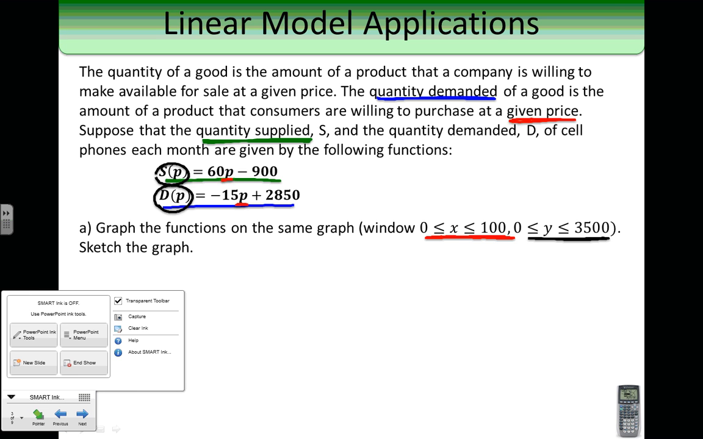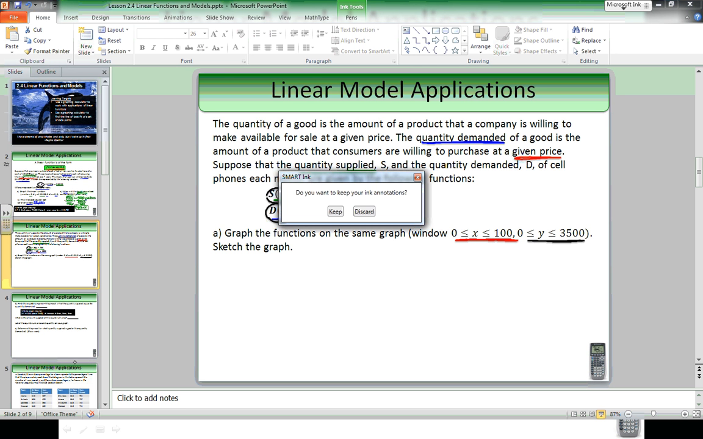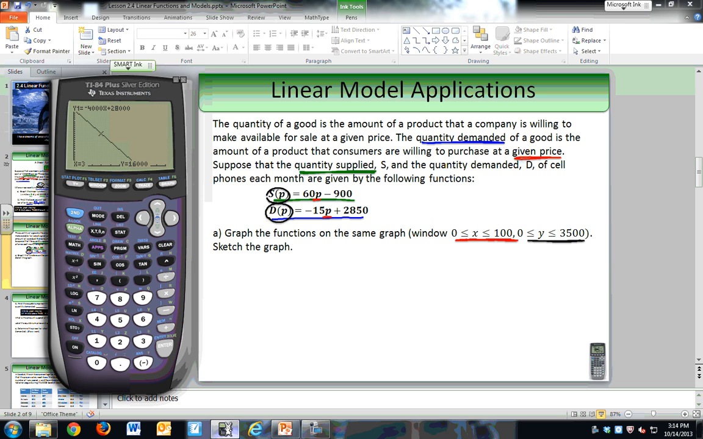So graphing them on the same axis, in our calculator, we have 60p, which we're going to do x in the calculator, minus 900, and negative 15x plus 2,850. So that is your supply versus your demand. Our window goes from 0 to 100. I'm going to count by tens.